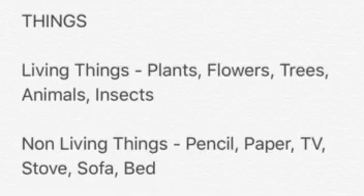When we talk about things, there are 2 types of things. There are living things and non-living things. So living things would be like plants and animals, flowers, trees, insects. These are all different types of living things. And then we have non-living things, which would be like a pencil, paper, sofa, different things like that, furniture, things you would see in a classroom. So the important thing to know about things is that it's not a person and it's not a place. So therefore, it will be considered a thing.